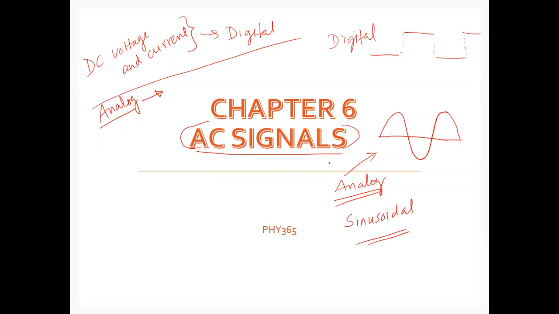Analog is the heart of digital electronics, because even nature is analog, not digital. And we have seen lots of devices that are directly driven by AC signal, lots of devices that are driven by AC signals.